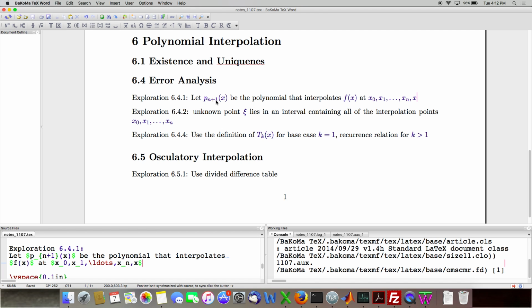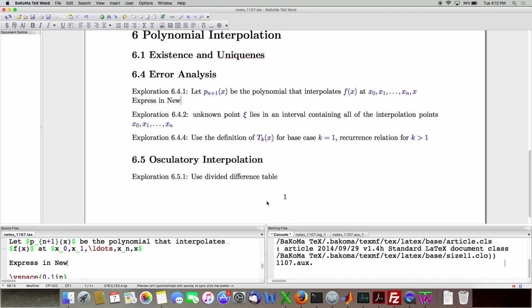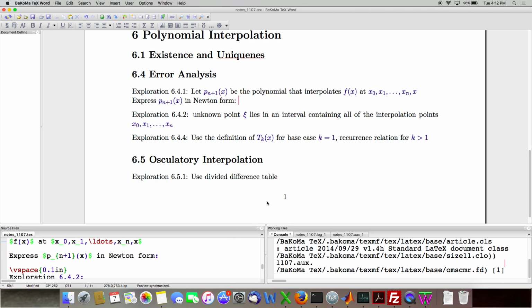Now, I'm going to give a hint. Newton form is what we want to use here. So if we express Pn plus 1 in Newton form. Now, a little tidbit I need from you, because most of you entered this on the Canvas quiz that dealt with Newton interpolation. This was section 6.3. What is so nice about Newton interpolation compared to any other approach? What's its advantage?